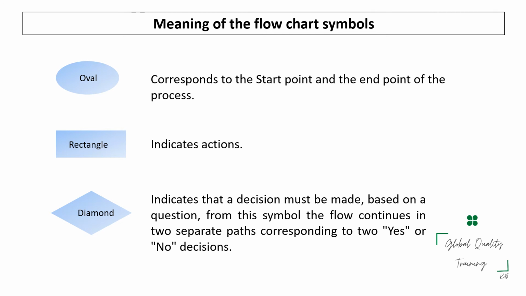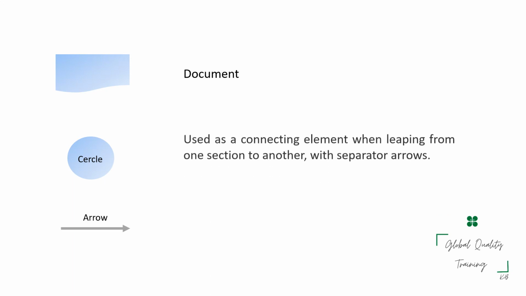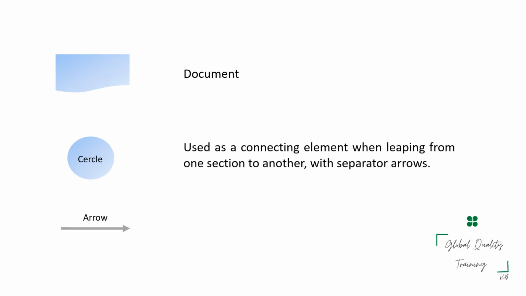This symbol indicates the document used at a certain stage of the process. The circle symbol is used as a connection element from one section to another. The arrow symbol points to the next step.